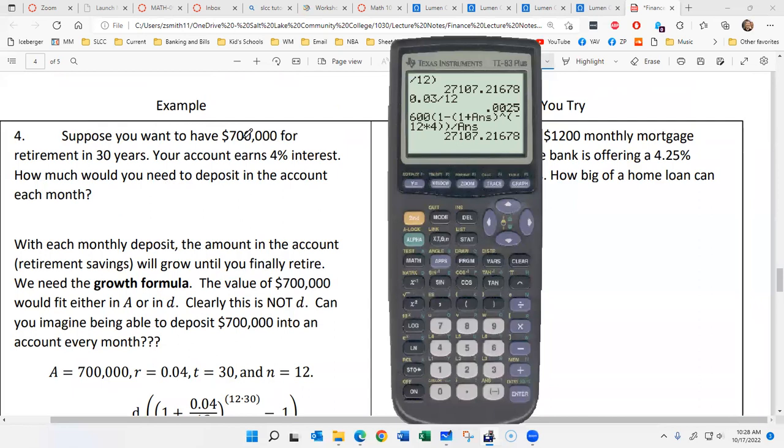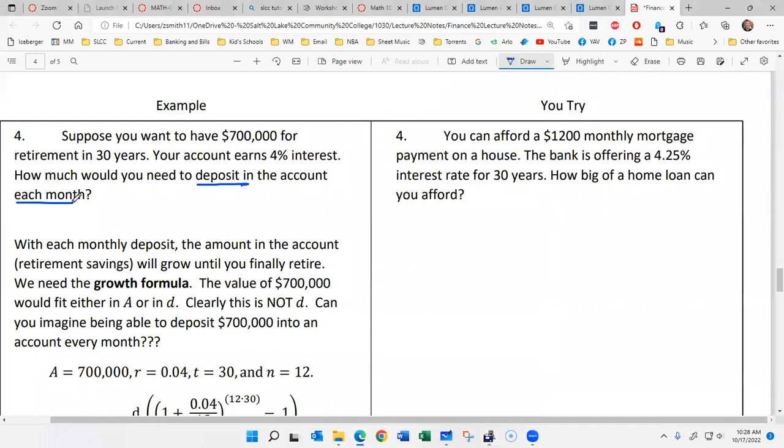Suppose you want to have 700,000 for retirement in 30 years. Okay, great. Your account earns interest. How much would you need to deposit each month? There are the key words. First off, each month. This is the periodic type of investment. So we have lump sum and periodic. Lump sum are the easier formulas. It's either simple or compound interest. Periodic are these harder formulas. So we're looking at one of the harder periodic formulas, and it says deposit. This is a growth formula.